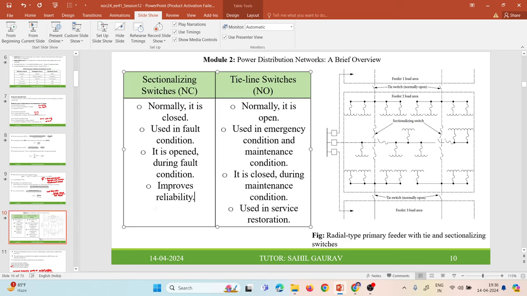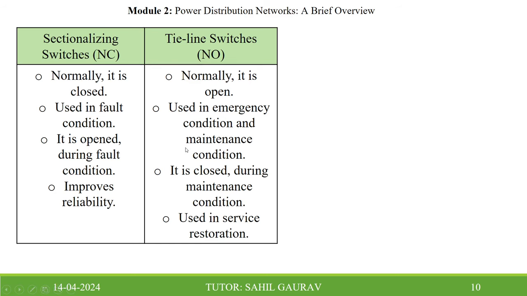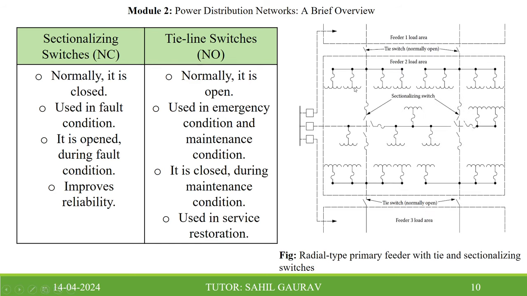Like if at a certain instant your primary feeder is not able to supply power, then you can get power from the other feeders by closing these tie line switches. So you can say that it is used in service restoration.